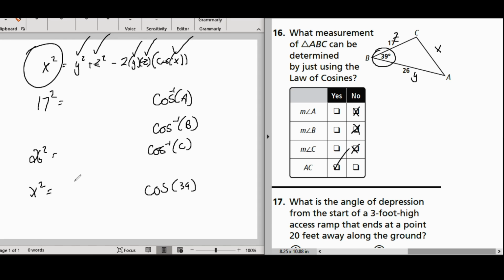Here, if I were to fill this out, I have y at 26. This would be 26 squared plus 17 squared minus 2 times 26 times 17. And there I can see I am now solving for x, which I have on here as AC. So that is the only one we can do with this available information.